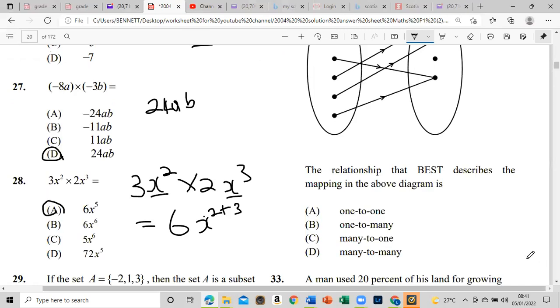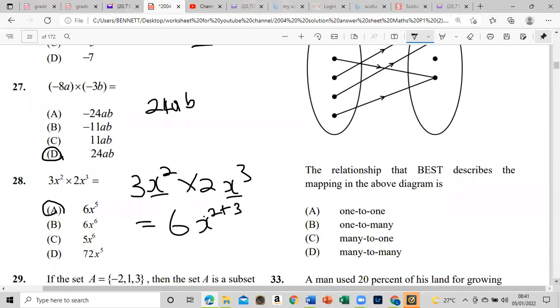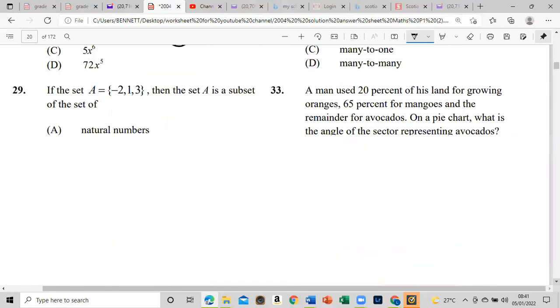Relationship, best describe the mapping above, can be described as. Because I say 1 to many, that is 1 to 1. This is it. 1 x is going to 1 y. Remember last year, my students were repeating this. But it's 1 x going to 1 y. Don't want to say one to many. One to one. All right.